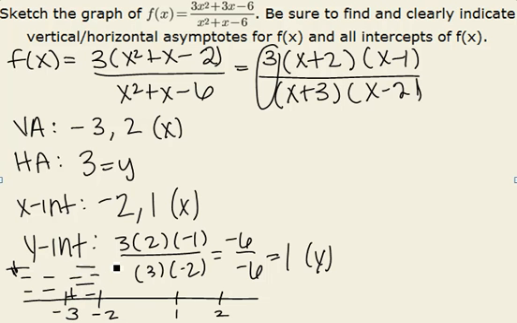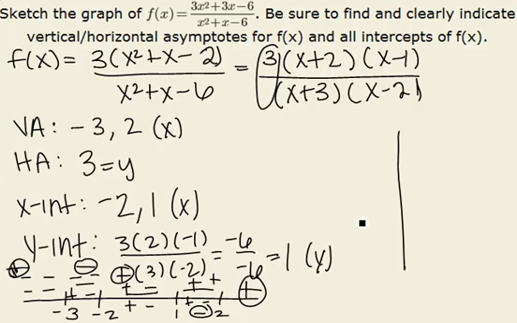Between negative 2 and 1, we'll have a positive and a negative in the top and a positive and a negative in the bottom, which will give us a positive overall. Between 1 and 2, we'll have 2 positives on the top, a positive and negative on the bottom, giving us a negative. And then bigger than 2, everything's going to be positive.